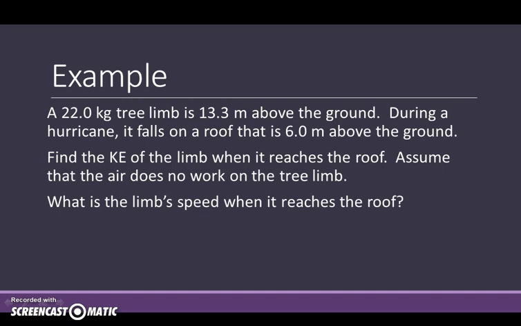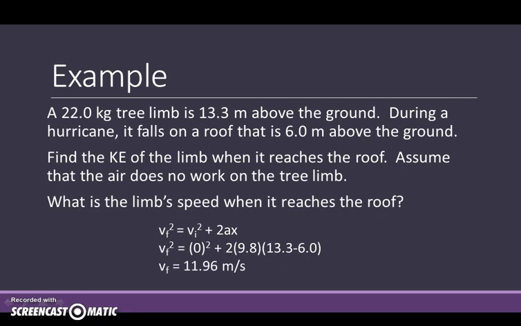We're trying to find final velocity. We can figure out the distance from where the tree limb is to where it reaches the roof. And we know what acceleration due to gravity is. So we're going to use the VF squared formula. VF squared equals VI squared plus 2AX. And just go ahead and plug in. We have 0 squared for VI, so that kind of goes away. We have 2 times 9.8 multiplied by whatever the difference is between 13.3 and 6. So when you go ahead and plug that in, you do have to take the square root of that final number because we're not looking for VF squared, we're looking for VF. And when you find VF, you should roughly get about 11.96 meters per second.